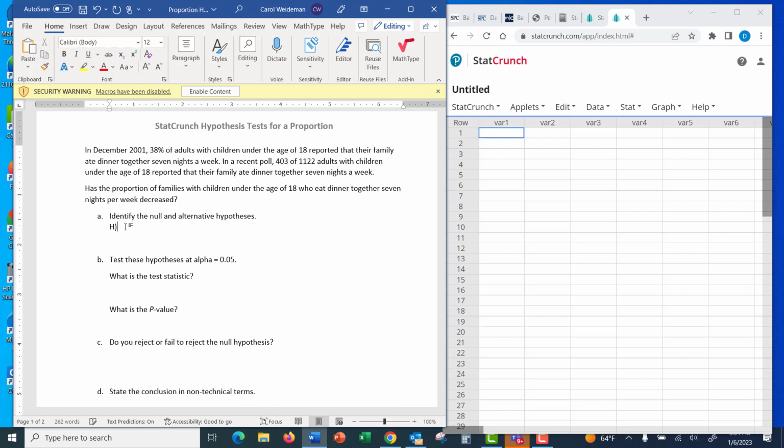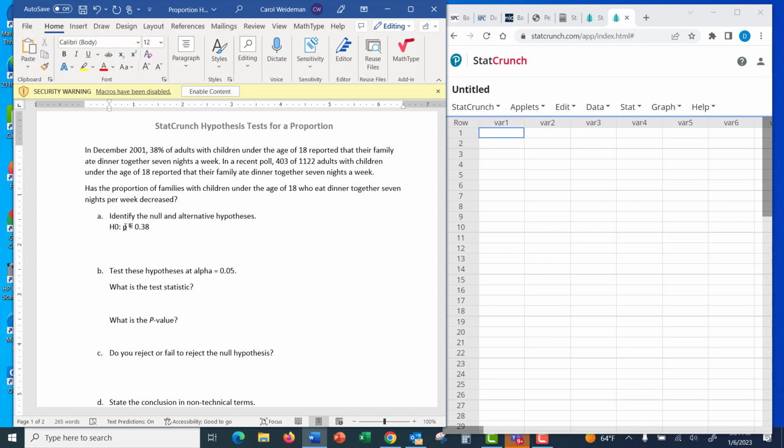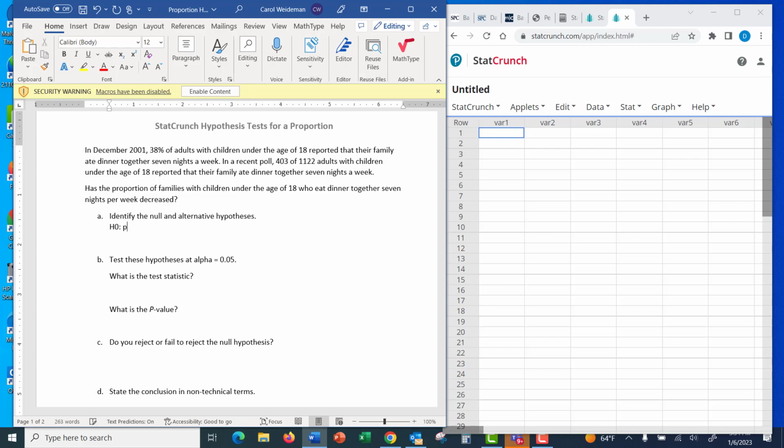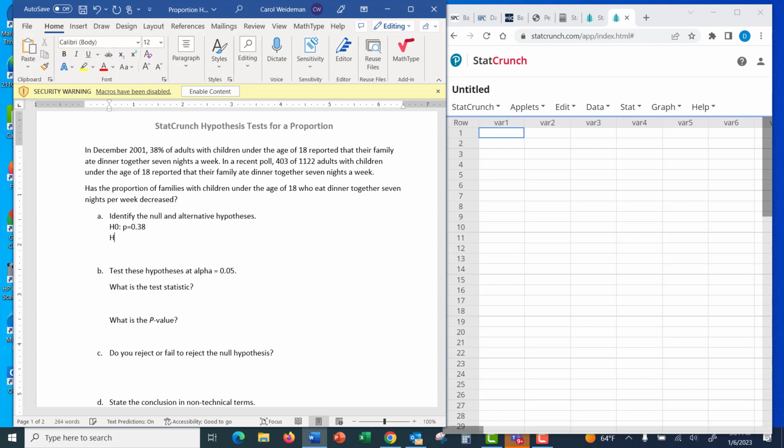And so what are we going to have here? Our null is going to be, where is the proportion now? The proportion now would be the proportion that was found originally, which was 38%. And then the question raised in the problem was, has that proportion decreased? So our alternative is going to be less than, right? If it's decreasing, it's going to be less than 0.38. And then we wanted to test this at an alpha level of 0.05. We want to find the test statistic, the p-value, and then make our decision.